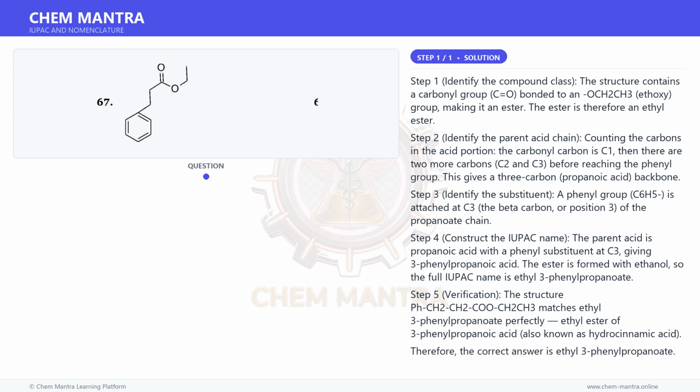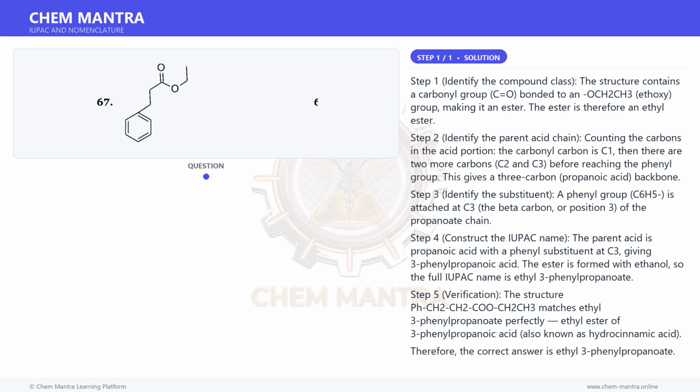Step 4. Construct the IUPAC name. The parent acid is propanoic acid with a phenyl substituent at C3, giving 3-phenylpropanoic acid. The ester is formed with ethanol, so the full IUPAC name is ethyl 3-phenylpropanoate.